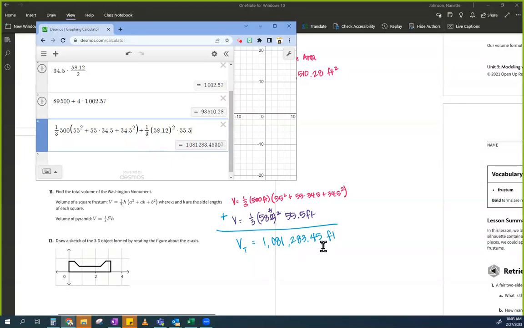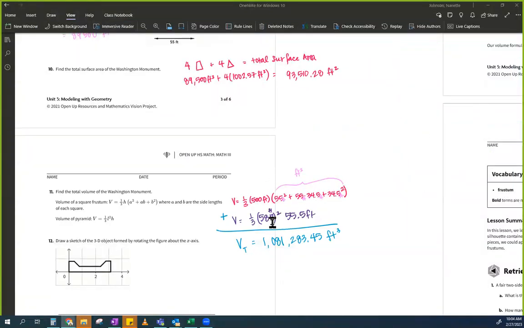Okay. Where did you get feet cubed from, Miss Johnson? Well, I should have put feet in each of these. Let me squeeze that in so that you all see this. So this is feet, this is feet, this is feet. So feet squared plus feet times feet, which is feet squared. So all in here is feet squared. Well, feet squared times feet makes feet cubed, right? So this up here is feet cubed. What's feet cubed plus feet cubed makes feet cubed. So here's your answer. Hopefully that makes sense. If not, let me know what questions you have.